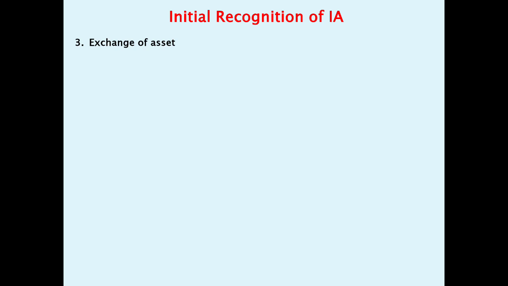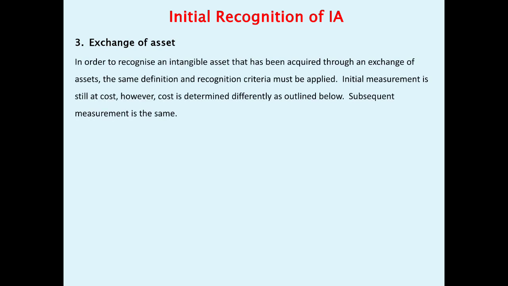Now, initial recognition. We said when you buy an intangible asset, you obviously have to pay for costs: the inventory, the carriage, the delivery, all that. That's what you call the cost. But what if you exchange an asset? If you exchange the asset, how do you recognize the cost of it, because you're exchanging the assets? So very, very easy. I'm going to put an example.